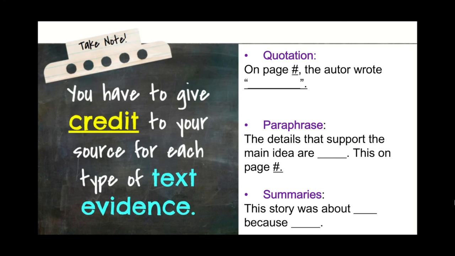As I was saying, when you paraphrase, you can say something like, the details that support the main idea are blank, blank, and blank. This is on page blank. If it's more than one page, you do need to include every single page that those details are found in the passage. Okay, so you can say these are found on pages blank, blank, and blank. When you're using a summary text evidence, you can just explain what the story was about, or what the text was summarizing, or what the story included. Okay.